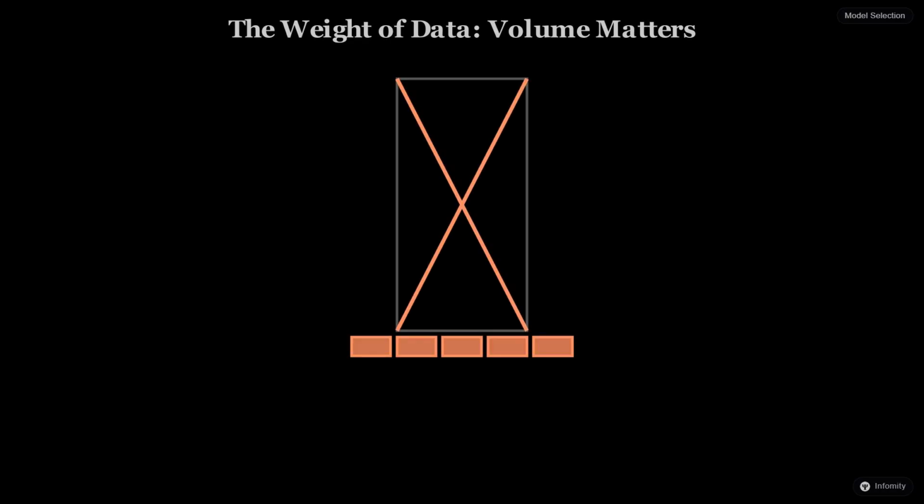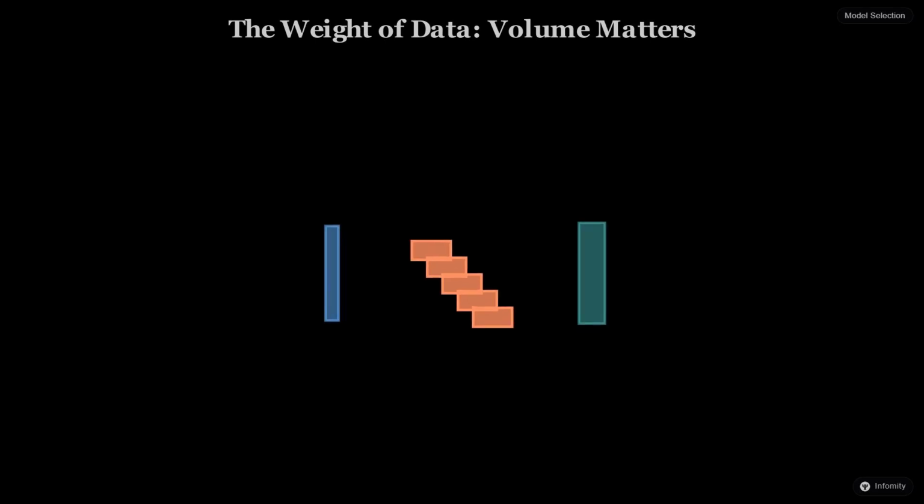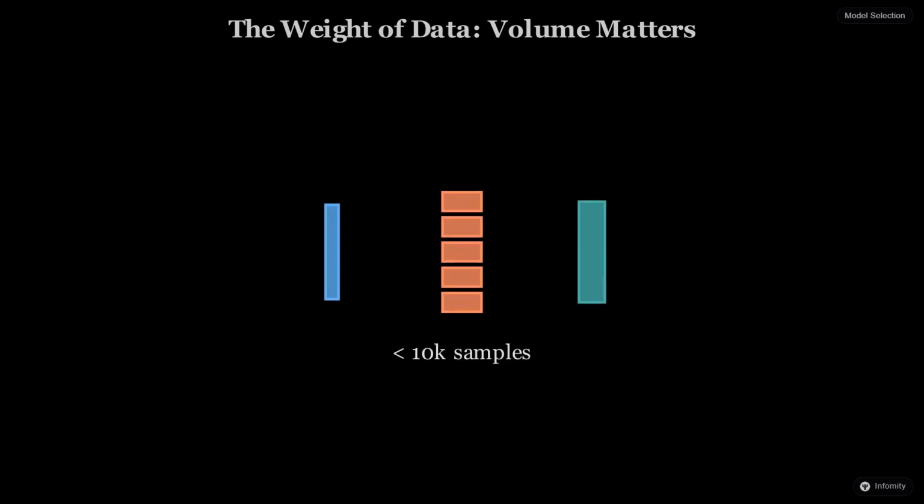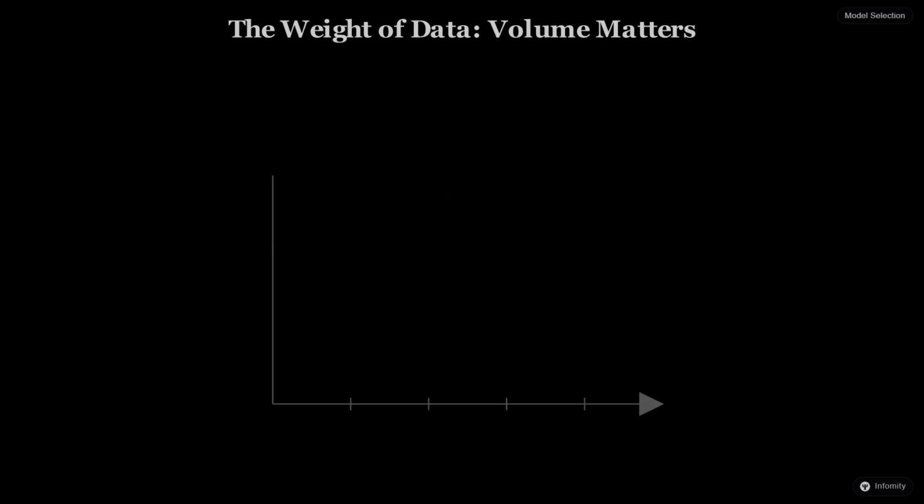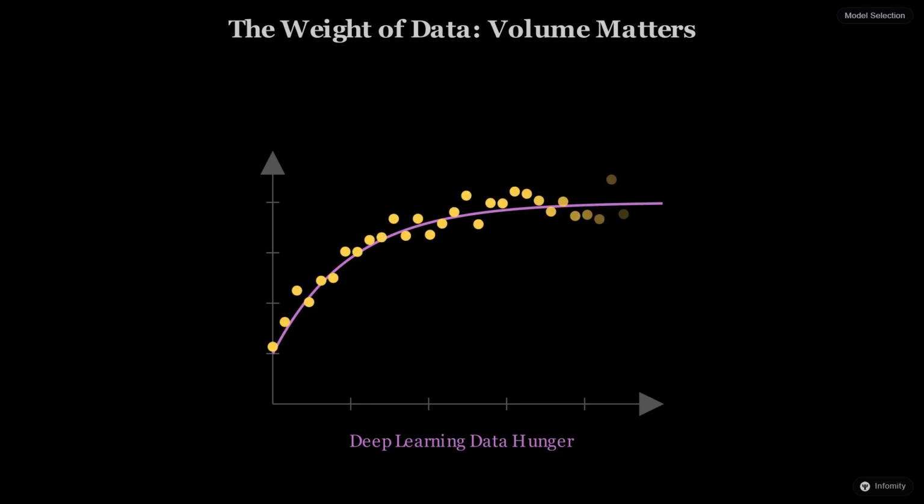The volume of your data is the first major constraint. Imagine trying to build a skyscraper with only a handful of bricks. The most sophisticated architectural plan will fail. If you have fewer than a few thousand samples, stick to the screwdriver or the pipe wrench. Complex models like deep neural networks are data-hungry. Without millions of examples to learn from, they often perform worse than a simple regression.